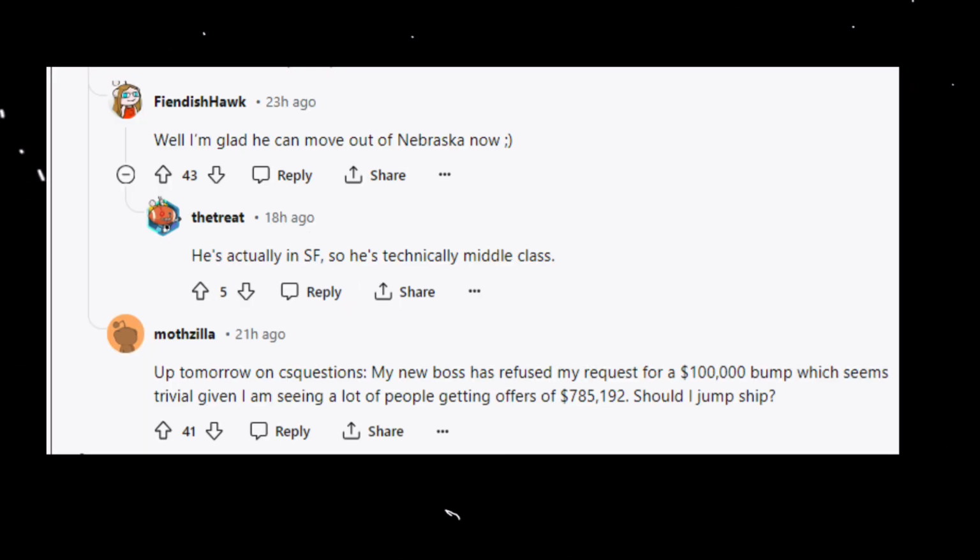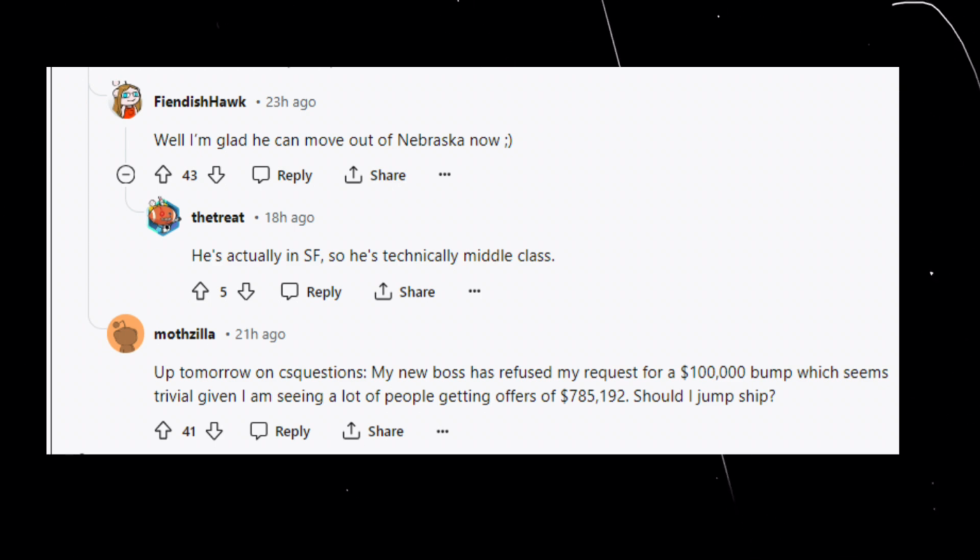Comments delve into the interesting intersection of geography and compensation in the tech industry. Well, I'm glad he can move out of Nebraska now, winking face. This comment humorously suggests that the high compensation associated with the partner software engineer role would allow the individual to relocate from Nebraska, perhaps implying a preference for living elsewhere.